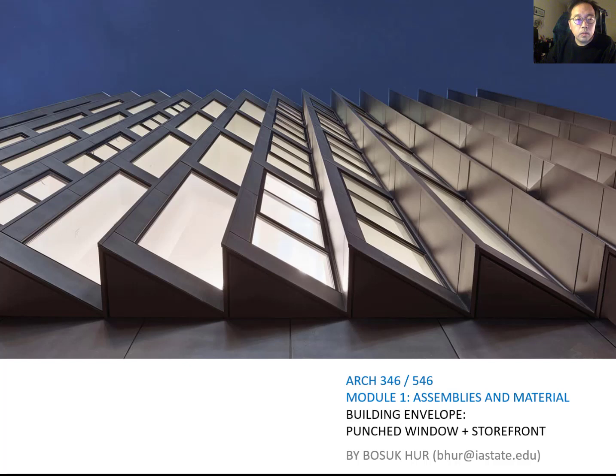So good afternoon, everyone. Today we discuss the building envelope. Today we focus on the window, and especially on the punched window and storefront design. We're looking at how we design the window system, and then why we need to design the angled window framing for the elevation. We're discussing this project as our case study.